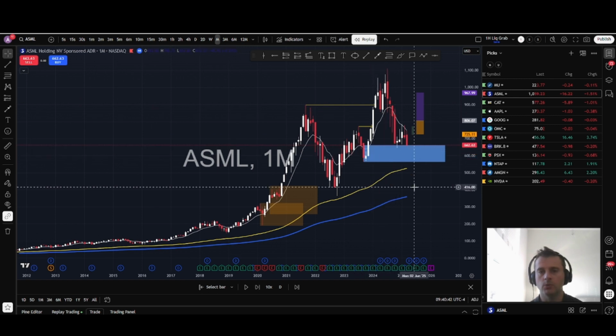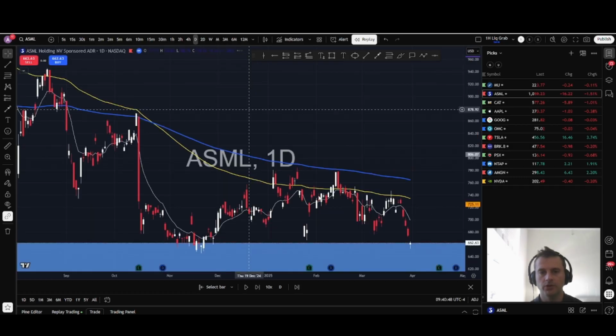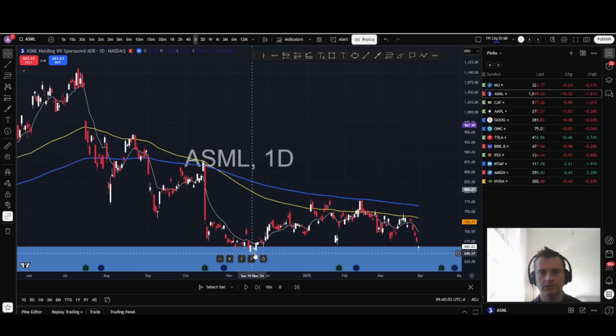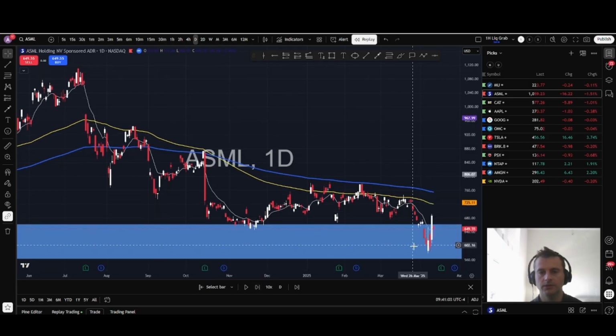zone, and we wait for a confirmation. The confirmation needs to happen on the daily time frame. If we go to the daily time frame, we can see the price reached the zone, it started bouncing up, but the price never really went above the 200 EMA. So it went a little bit deeper in the zone, taking some of this liquidity.